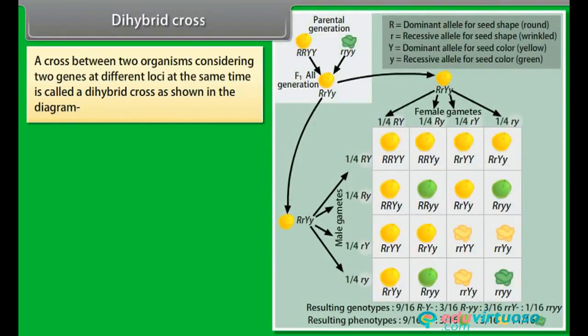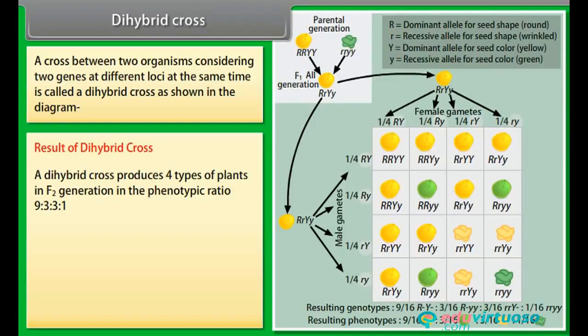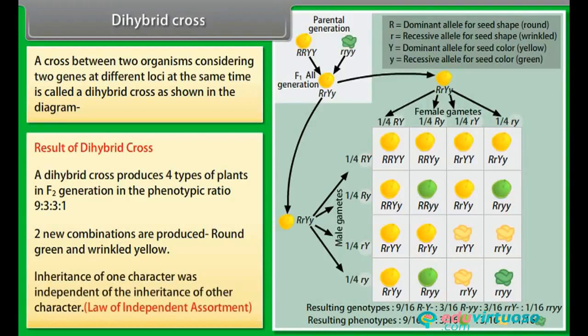Dihybrid cross. A cross between 2 organisms considering 2 genes at different loci at the same time is called a dihybrid cross as shown in the diagram. Result of dihybrid cross. A dihybrid cross produces 4 types of plants in F2 generation in the phenotypic ratio 9:3:3:1. 2 new combinations are produced, round green and wrinkled yellow. Inheritance of one character was independent of the inheritance of other character. Law of independent assortment.